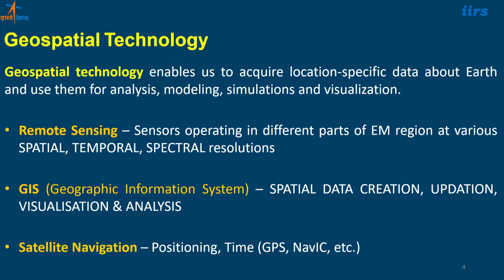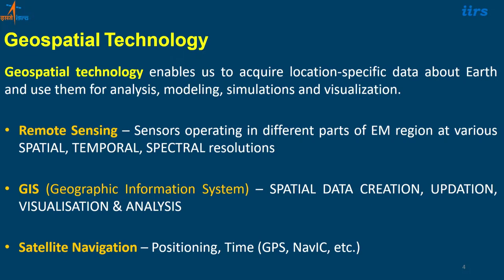Secondly, the second component in geospatial technologies is GIS, or Geographical Information System. It helps us to create spatial data in the form of geometries, update those data sets, visualize those data sets and analyze those data sets. So, these are the three major components of a geographical information system.